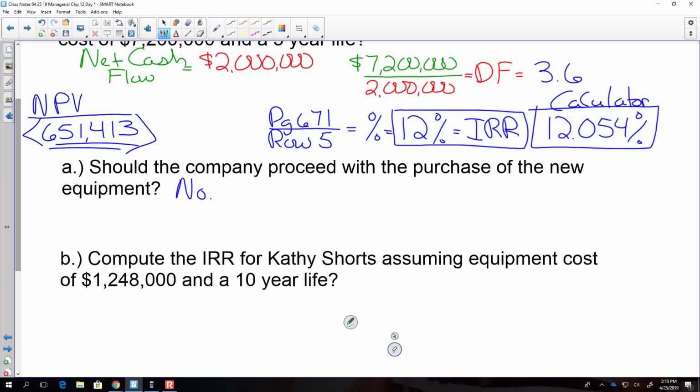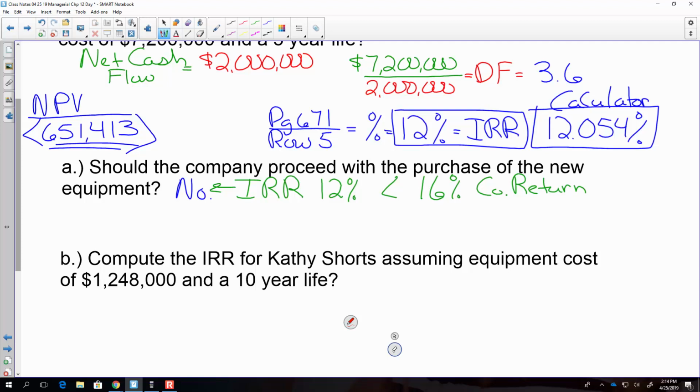I would like to also have you make these notes. The internal rate of return, which was the 12%, is less than the 16% company return. That's why it's a no. The internal rate of return, the most widely used measurement, was less than the company's 16.